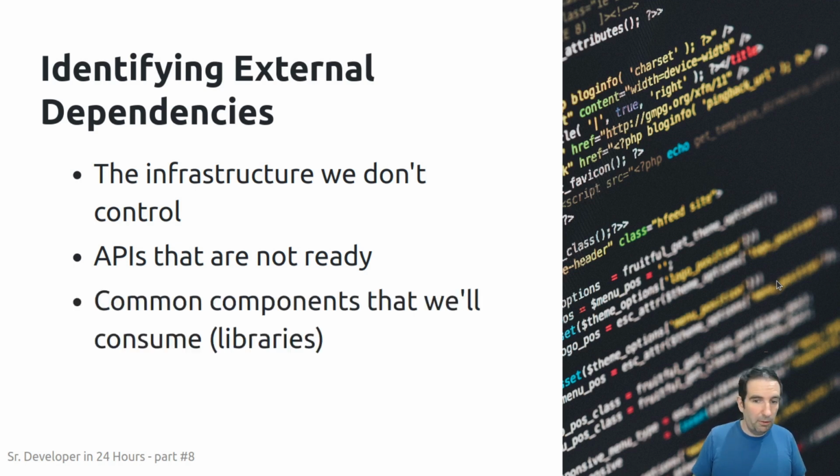Same thing with common components that we will consume, mostly libraries, things like that, that are actually embedded into our code. If they are not under our control, if they're getting built by other teams and they are not ready, then again, this is a risk that we should identify as we're going through the process of actually trying to implement our code.